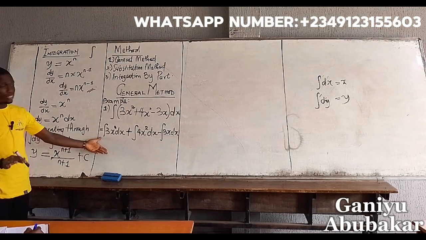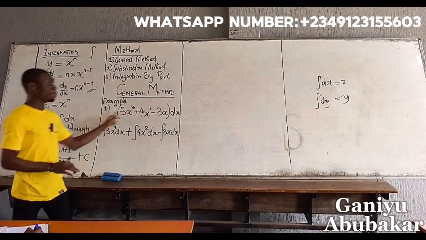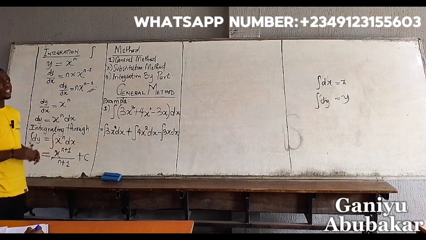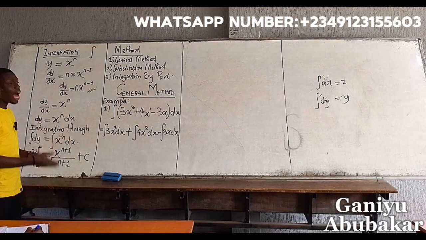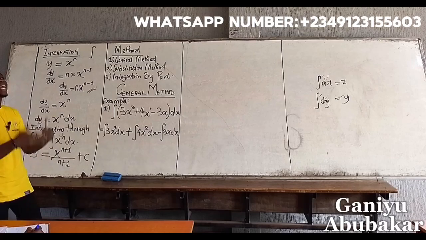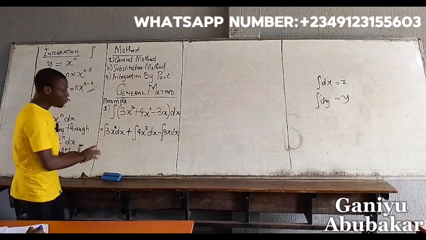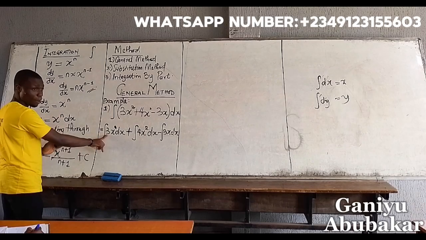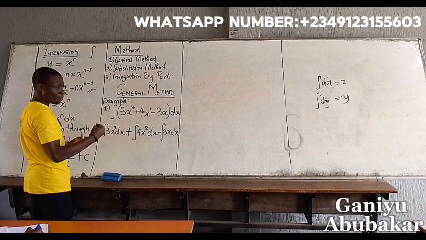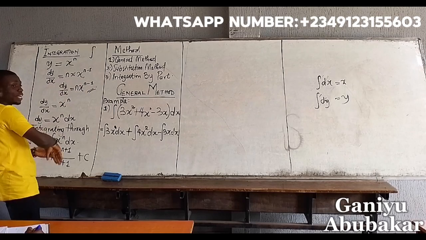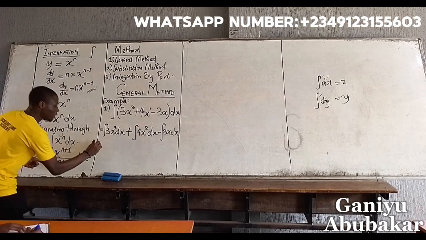Very simple, very easy. Use the integral symbol to expand and attach the dx to each of them. At this point, take your constant terms outside the integral sign. When I say constant terms, those are numbers alone, right? From here, I'm seeing 3 is a number, 4 is a number, 3 is a number. They are constants. You take them outside the integral sign. So I'll have 3 first.